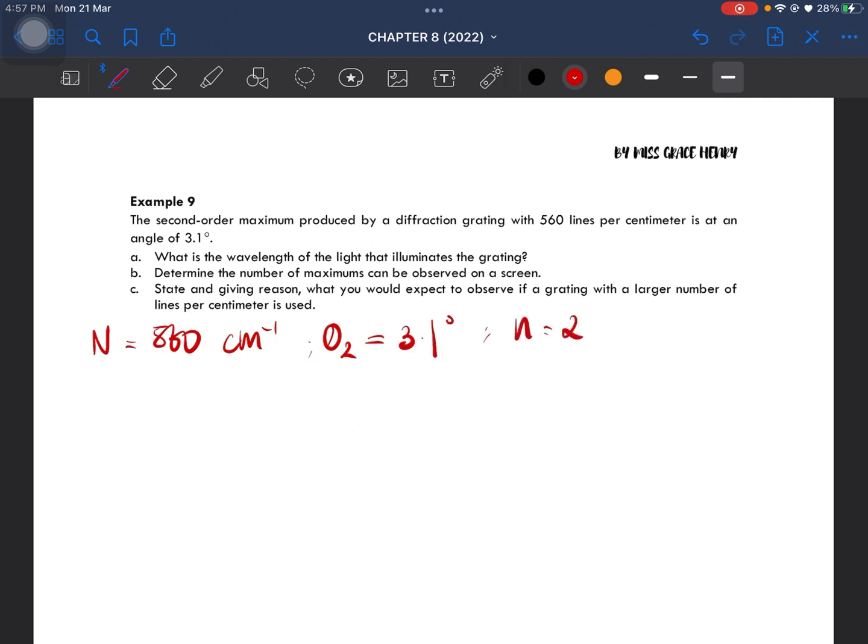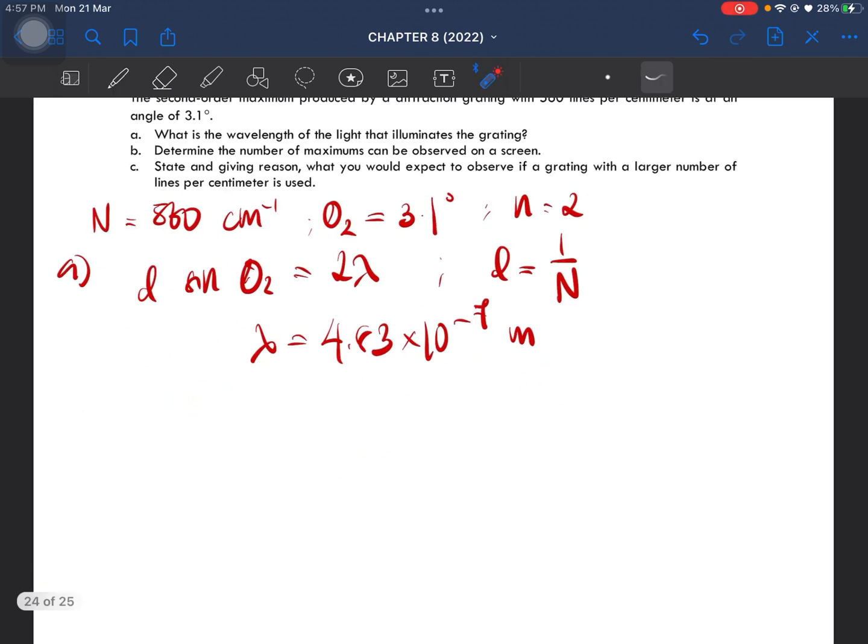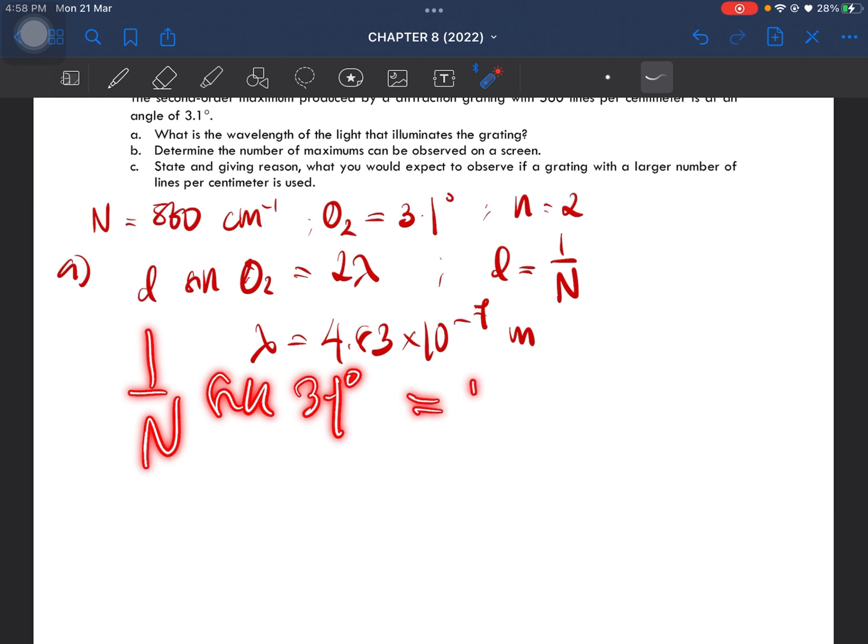So n is equal to 2. Okay, so we are going to apply the equation of diffraction grating. So this is the equation, and we know that the slit separation can be calculated using this equation. So substitute all the values and you will get lambda to be equal to 4.83 times 10 negative 7 meter. Okay, so although I don't actually write the values, make sure in exam you have to substitute. So this is 1 over n sine 3.1 degree 2, and then lambda is what you are looking for.